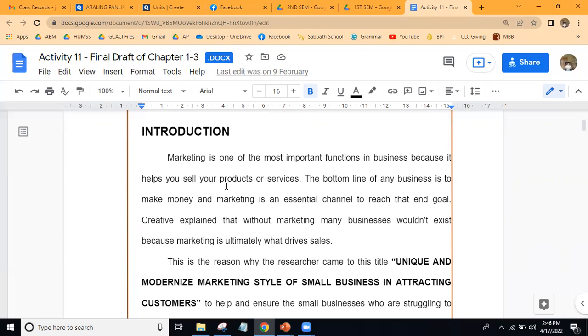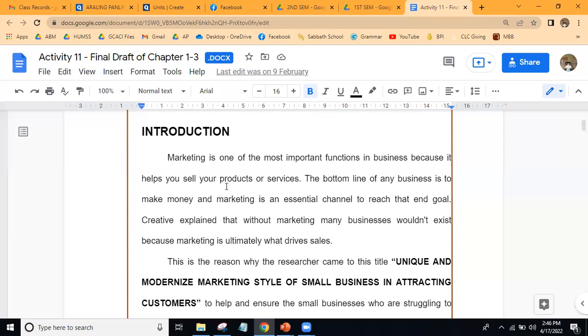The bottom line of any business is to make money, and marketing is an essential channel to reach the end goal. They emphasize the importance of marketing. Creative explained that without marketing, many businesses wouldn't exist because marketing is ultimately what drives sales. So we now know that marketing is very important in business. In fact, that's true.